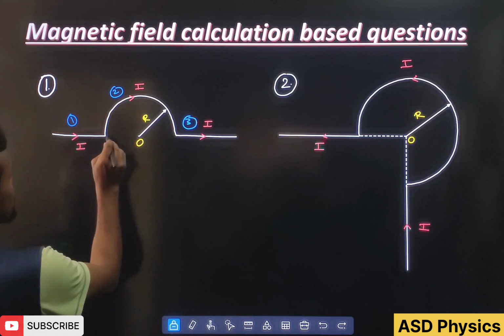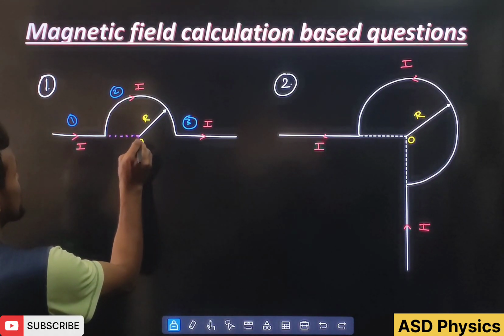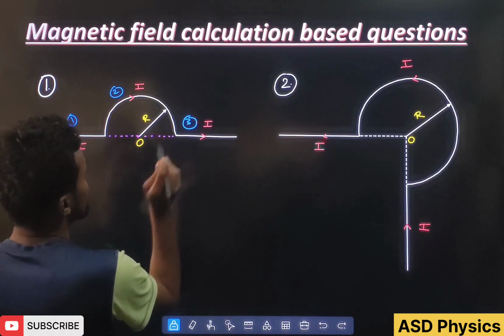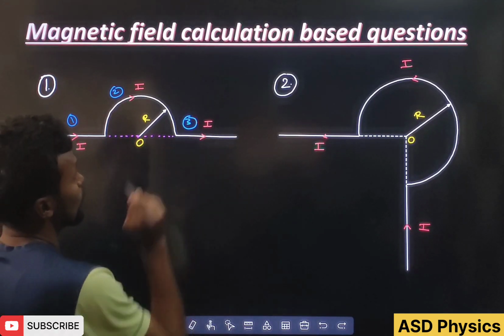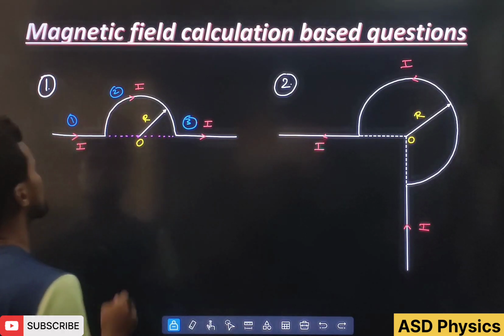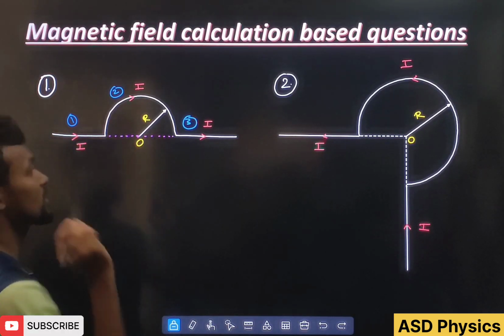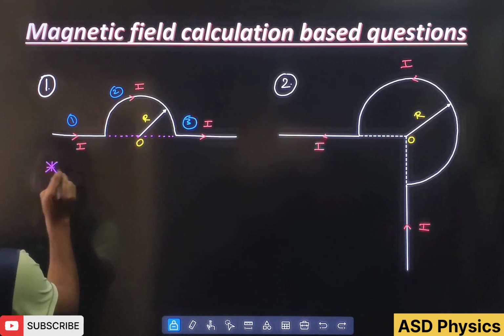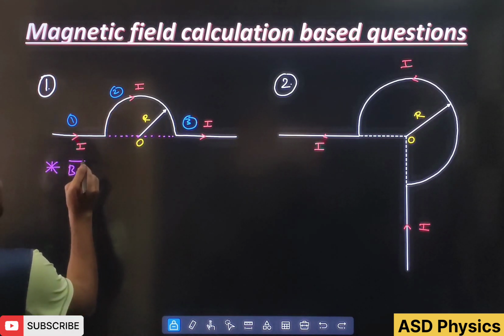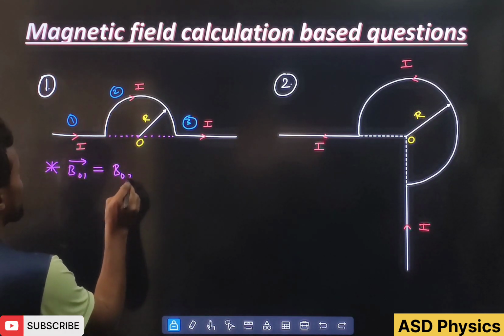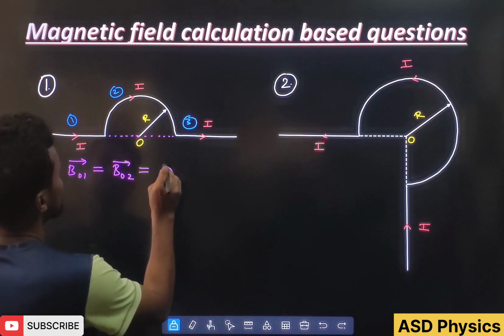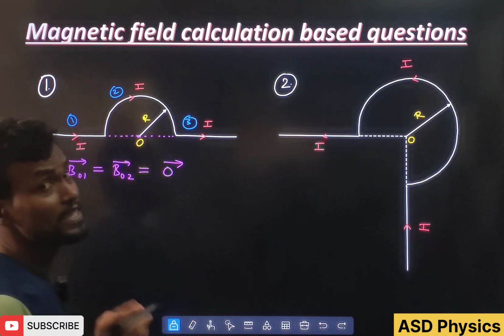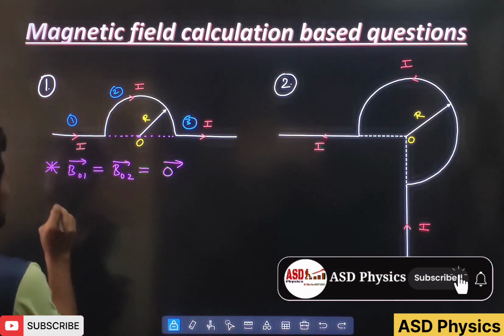You can see that for section 1, the observation point is along the length of the current. Similarly, the observation point is also along the length of the current for section 3. That means due to section 1 and section 3, the magnetic field is 0, because I have told you in the special condition. So B01 and B03 are 0, because the observation point O is along the length of the current carrying conductor.